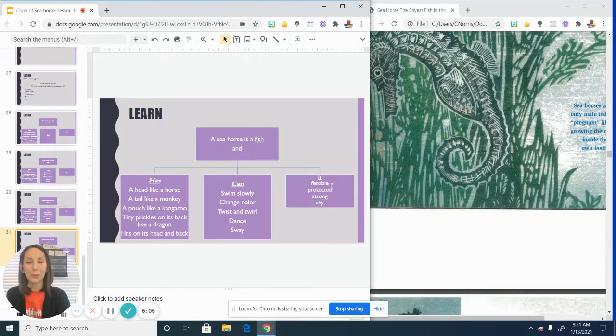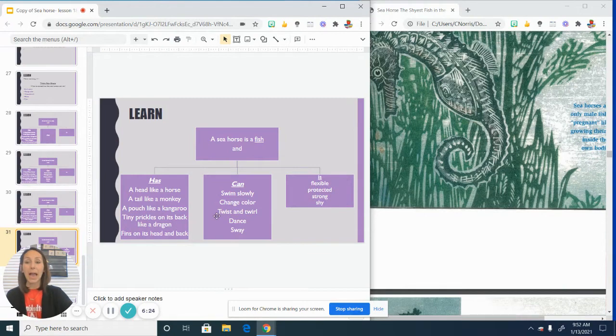And then, of course, we also learned that they are shy, right? They hide from the other animals using their camouflage. So these are other things besides being a fish that a seahorse is, right? Flexible, protected, strong, and shy.